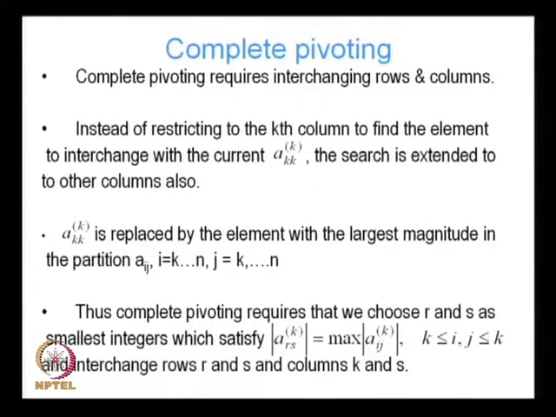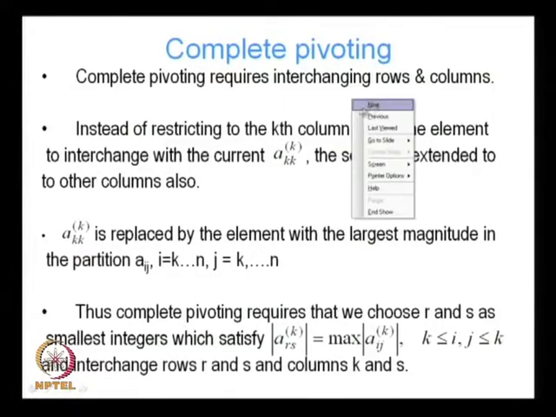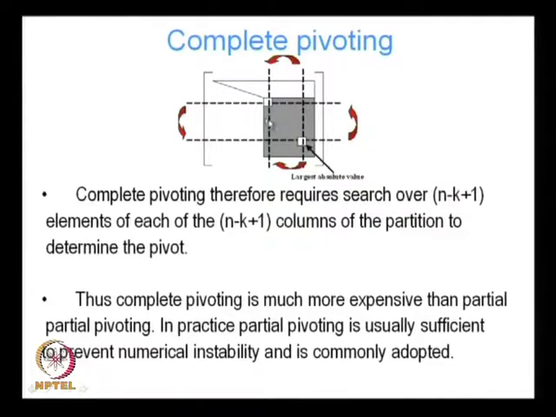We also have something known as complete pivoting. In complete pivoting, we not only interchange the rows, we also interchange the columns. Instead of restricting to the kth column to find the element to interchange with the current a_kk, the search is extended to other columns also. So, a_kk is replaced by the element with the largest magnitude in the partition. Let us look at our picture in the next slide. Again suppose this is my near 0 element or 0 element. Instead of finding the maximum element in this column, we find the element which has the maximum magnitude in this entire partition. That is, we look over all the rows and columns in this shaded region, and find the maximum element.